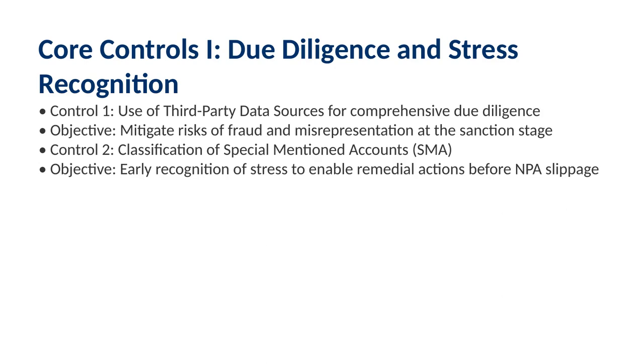First, look for the use of third-party data sources. Why? Because the bank needs to perform comprehensive due diligence right at the sanction stage. This helps mitigate the risk of fraud or misrepresentation by the borrower. Second, check for the classification of accounts as special mention accounts, or SMAs. This is a critical control for the early recognition of incipient stress. By identifying these accounts early, the bank can take remedial actions before the loan actually slips into an NPA category.